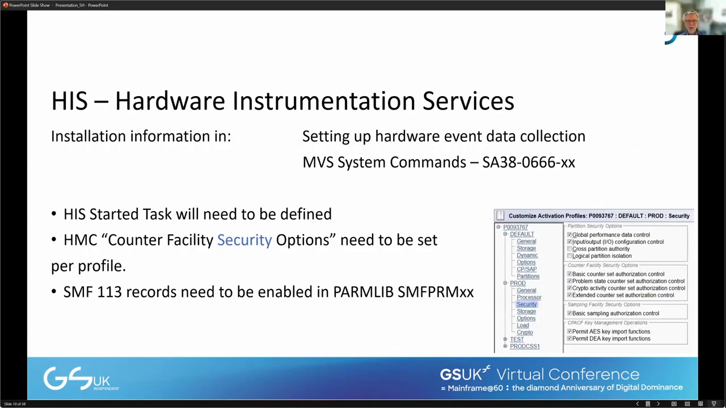So the Hardware Instrumentation Services, you'll need to set it up, which means taking a look at the MVS System Commands manual, chapter Setting Up Hardware Event Data Collection. Basically, a started task needs to be defined. You then need to go into your hardware HMC and ensure that the counter facility options and security options are set per profile. That allows this data to be collected from the hardware. And of course, in your PARMLIB SMF PRM member, you need to ensure that the 113 records are being collected and stored.